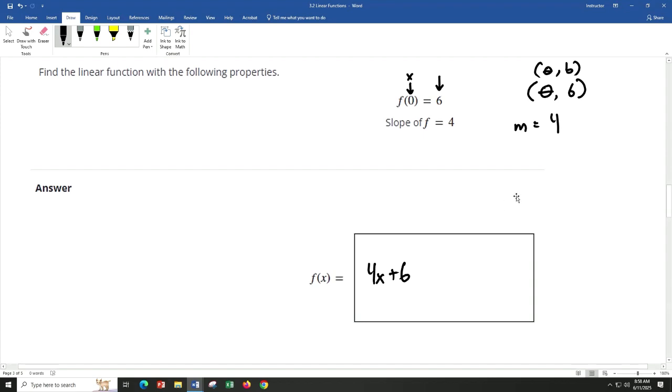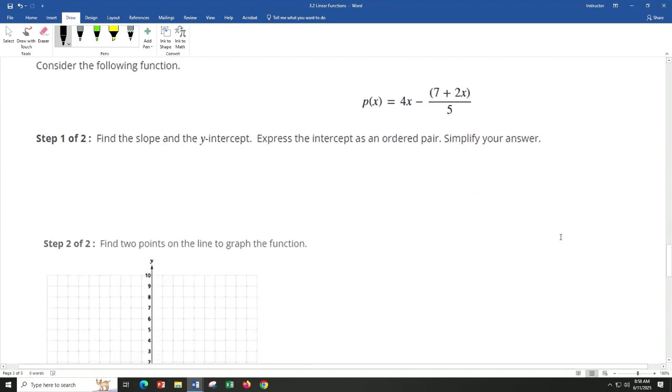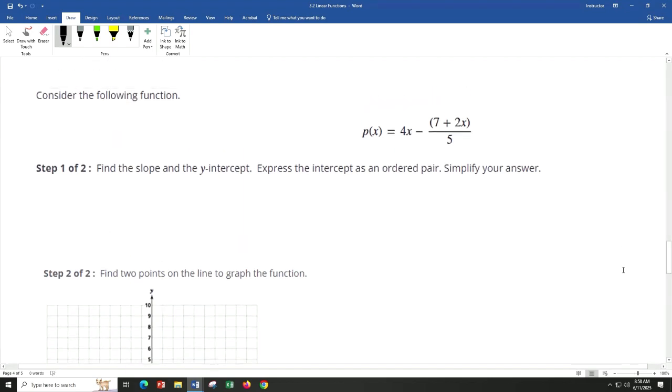Let's look at this next function here. Well, look at that one. Find the slope and the y-intercept. What? Now let me give you a little hint real fast here. Just so you know, you cannot do anything mathematically to him. Okay? So don't come in here and go, you know what I'm gonna do? I'm gonna get rid of the fraction. Okay? You can't do that.